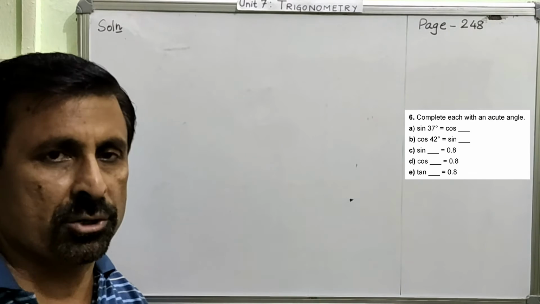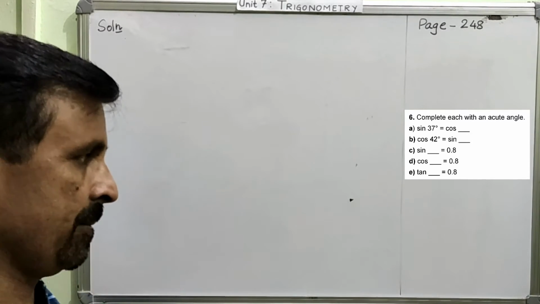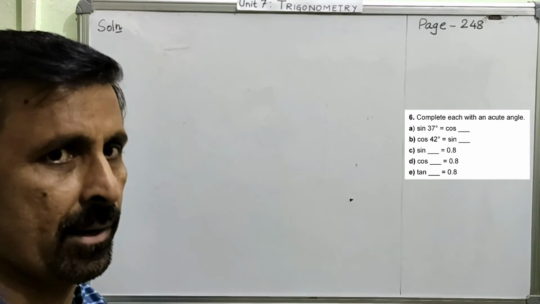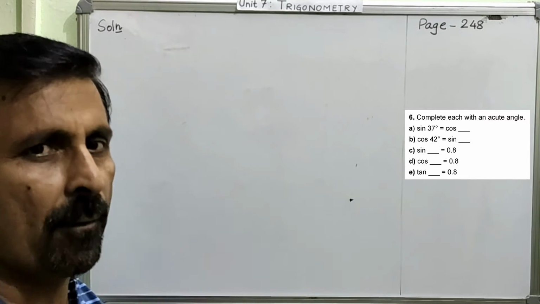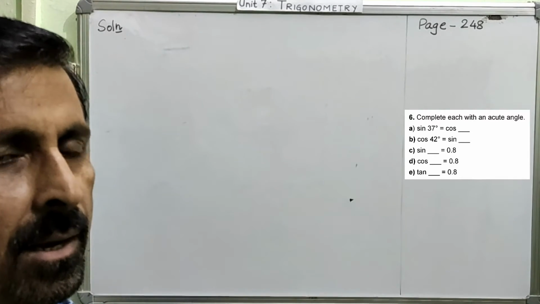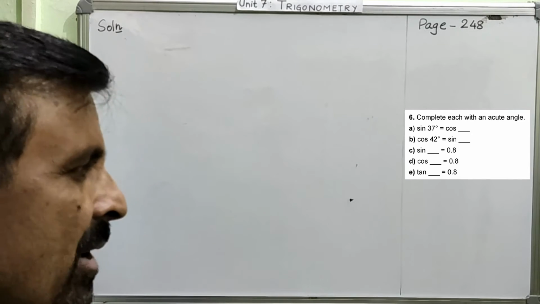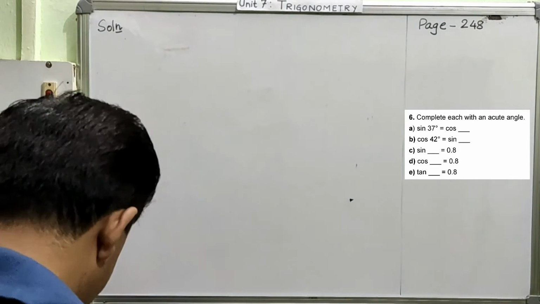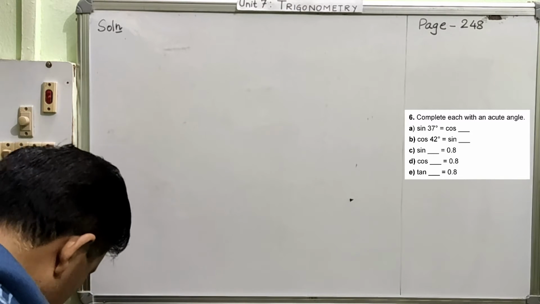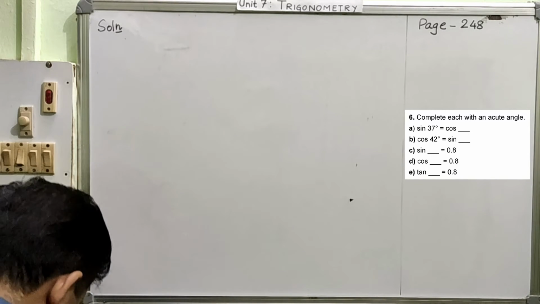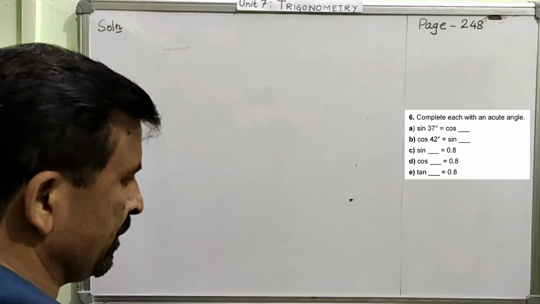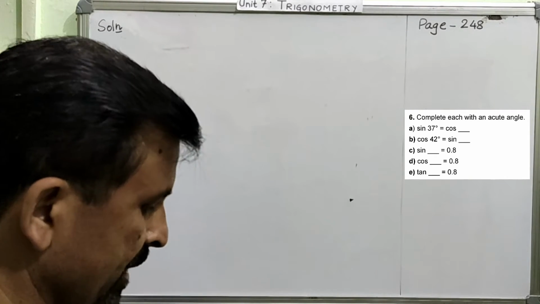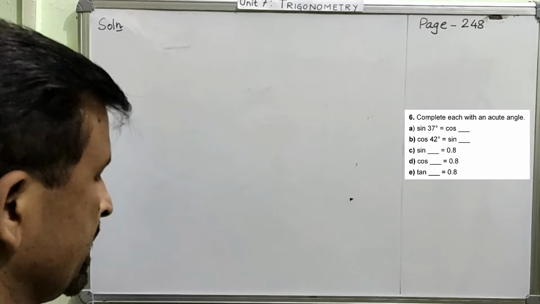Now we are moving on to question number 6. This is the only question where we have a little bit of trigonometrical identity. Not exactly trigonometrical identity, there's a mixture of a few things. Is this very clear? To do this question, I need to give you a very small concept.